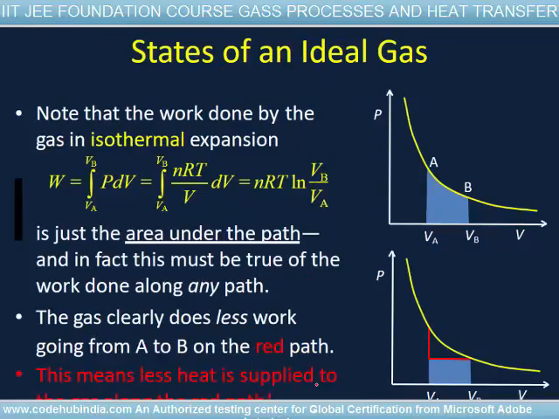Now that we have this isothermal formula, the curve is like this, and this is the work done, the change in volume. This is the area. You calculate this area, and it is called work. It is just the area under the path. That is called work.